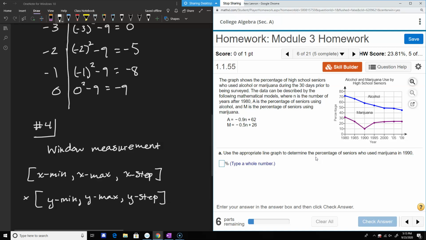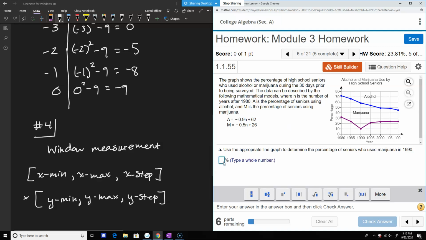So for part A, it says, use the line graph to determine the percentage of seniors who use marijuana. So marijuana is this, I'm colorblind, so I don't know. Is that a different color? This one's blue, I know. Is that purple? Yeah. Okay, so that one's purple. So we're using the purple graph to try and find what that value was in 1990. If you look at 1990, the purple graph looks like it's hitting 10 in 1990. So we would type 10 there.